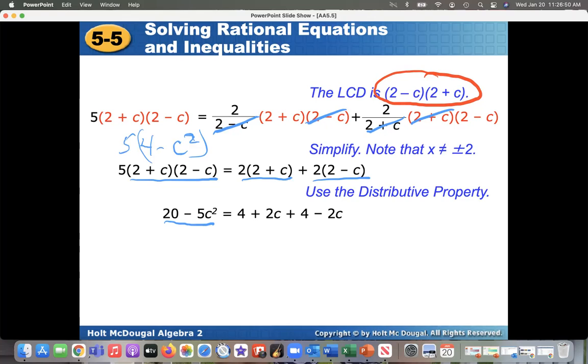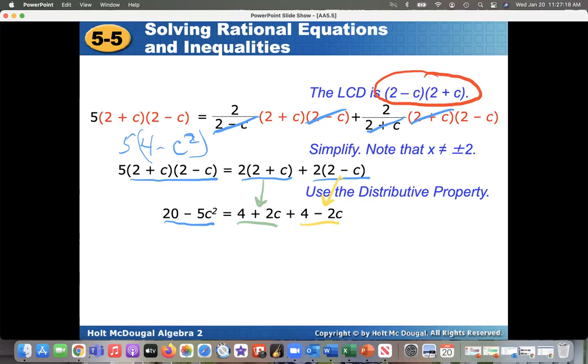All right, this comes from there. And this comes from multiplying that out. All right. Any questions there? All right, so we had to do a little FOIL work. 2 plus c times 2 minus c makes a difference of squares. 4 minus c squared. Okay.